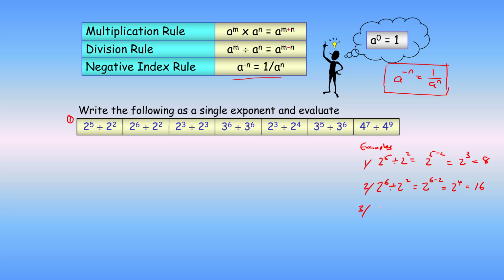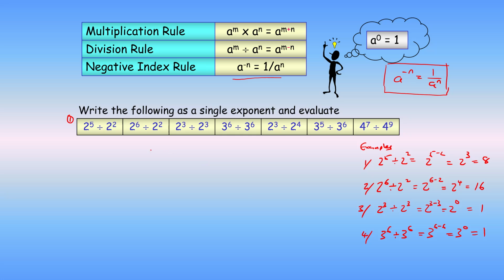Question 3, 2 to the power of 3 divided by 2 to the power of 3. So that's 2 to the power of 3 minus 3, which is equal to 2 to the power of 0. But we know anything to the power of 0 is 1. Number 4, hope you're marking these and making corrections. 3 to the power of 6 divided by 3 to the power of 6 is 3 to the power of 6 minus 6, which is 3 to the power of 0. Anything to the power of 0 is 1.